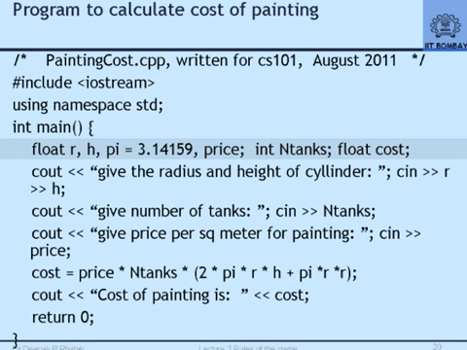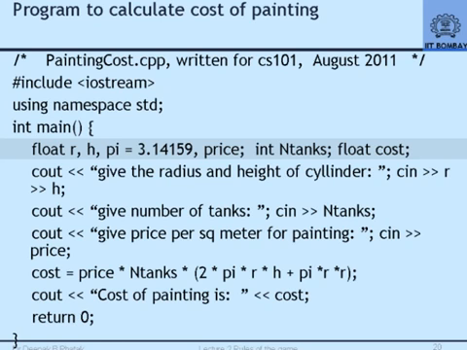float r, h, pi equal to 3.14159, price semicolon. This is one specification statement. int n tanks semicolon, float cost. So you see, I can use these declarative statements as many times as I want in my program. In a single declarative statement, I can declare as many names as I want. So actually I forgot to declare cost the first time, so I wrote a separate statement. Statements are separated by semicolons.